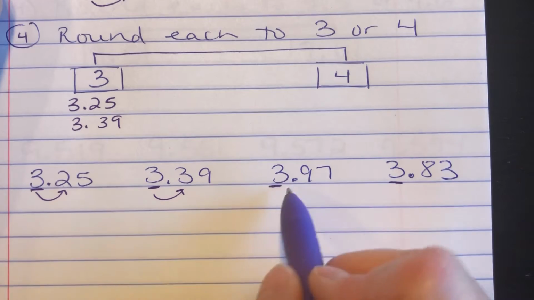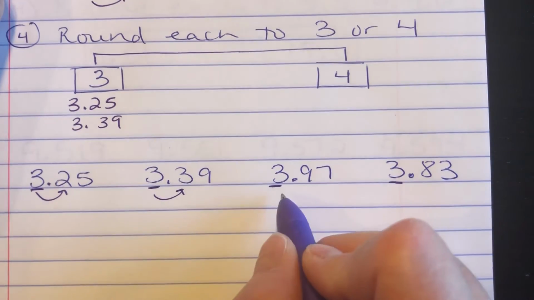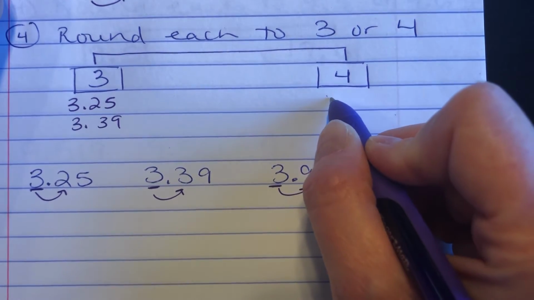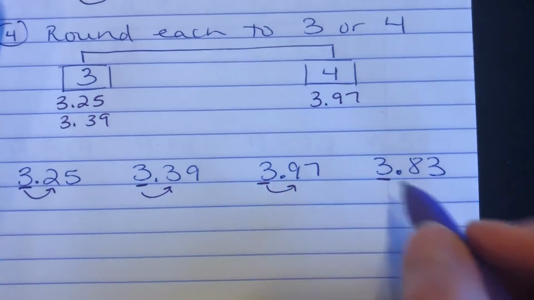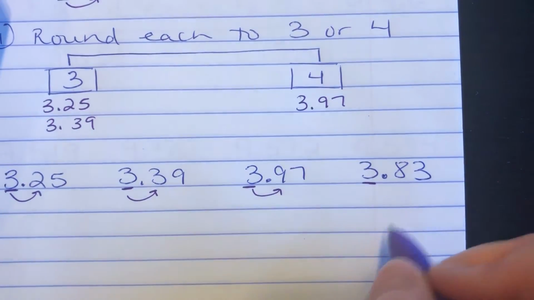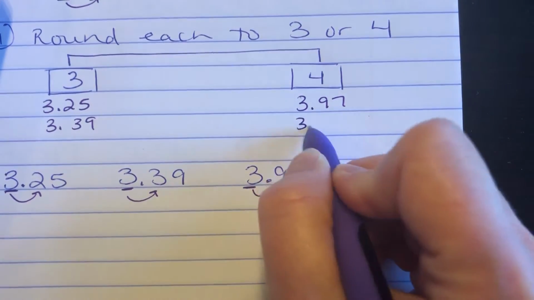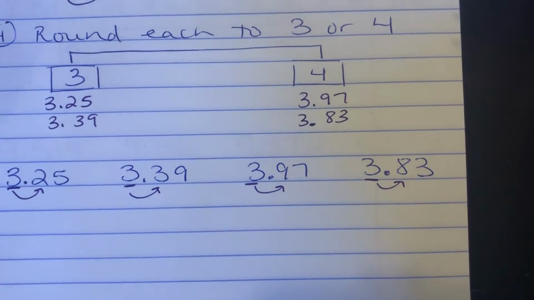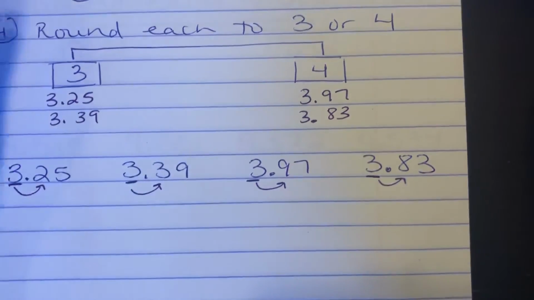All right, 3.97, where would that go, the 3 or the 4? The number next to the 3 is 5 or higher, so this would round up to 4. So I'm going to write 3.97. You would be clicking and dragging it. And then we have 3.83. Where would that go? I see the number next to the ones place is 5 or higher, so that would go over here. So when you see a problem like this in Moby, you'll know what to do. You're just clicking and dragging. You have to round each one to the nearest whole number and pop it in there.